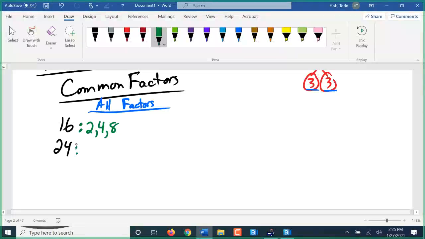Can 24 be divided by 2? Yes. How about 3? Yes. 4? Yes. 5? No. 6? Yes. 7? Careful. No. 8? Yes. 9? No. 10? No. 11? No. 12? Yes. Now 12 is half of 24, so that's the largest number that is divisible by. Again, if you divide by 12, you get 2. You can't get anything smaller than that.